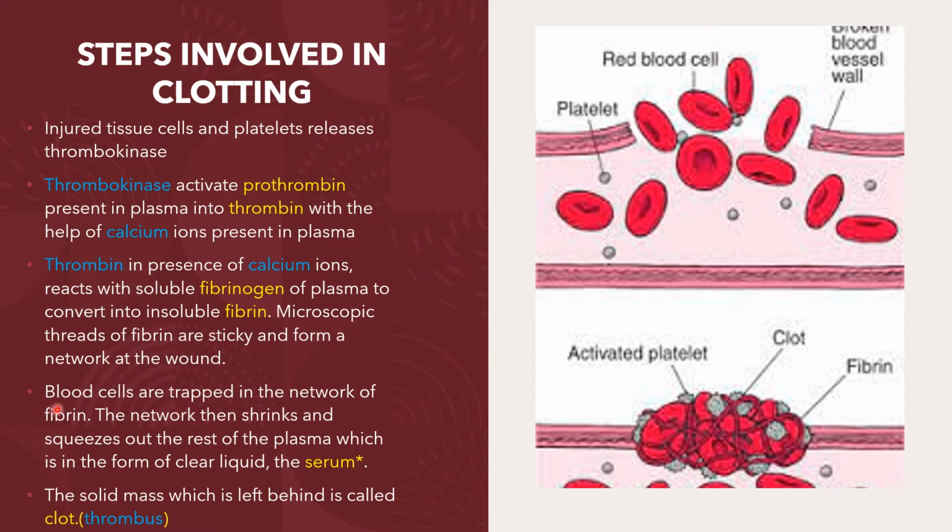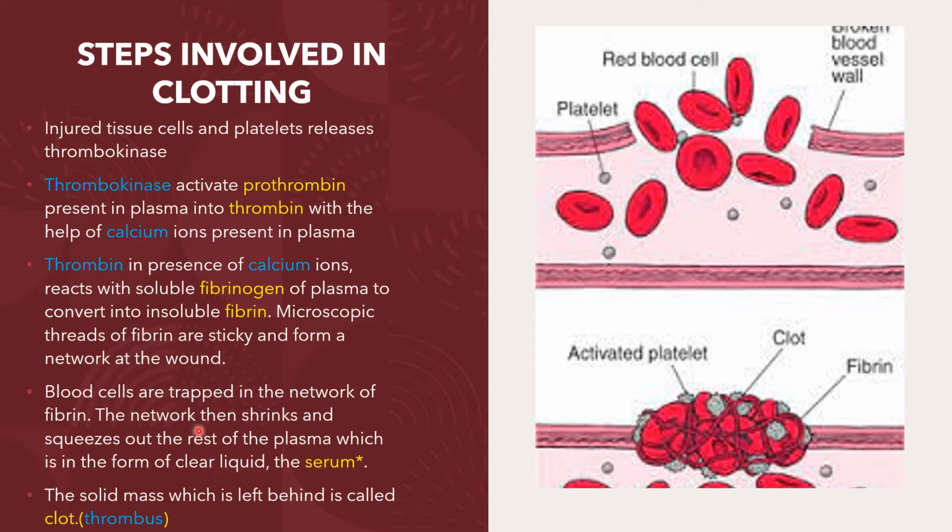Then the next step: the blood cells are trapped in the network of fibrin. We know that fibrin is an insoluble microscopic thread. This network of fibrin traps blood cells. Then the network shrinks and squeezes out the rest of the plasma, which is a clear liquid called serum.